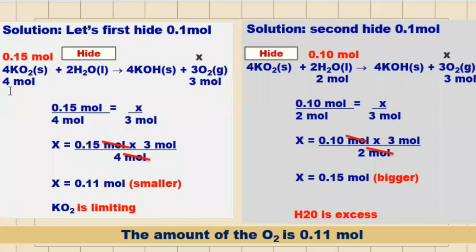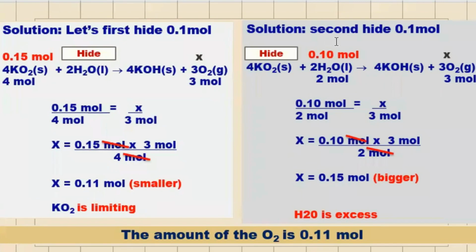From the balanced chemical equation, 4 mole KO2 will produce 3 mole of O2. 0.15 mole over 4 mole equals X over 3 mole. This gives 0.15 mole times 3 mole over 4 mole. Mole is cancelled by mole, and this gives 0.11 mole.